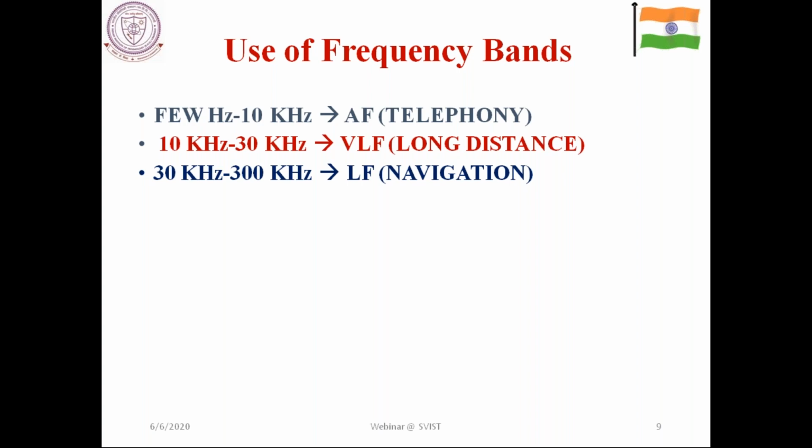So what do we mean by navigation? Suppose you know the coordinates of two places very accurately, then you can find out the coordinates of a third place. So what is the meaning of this?